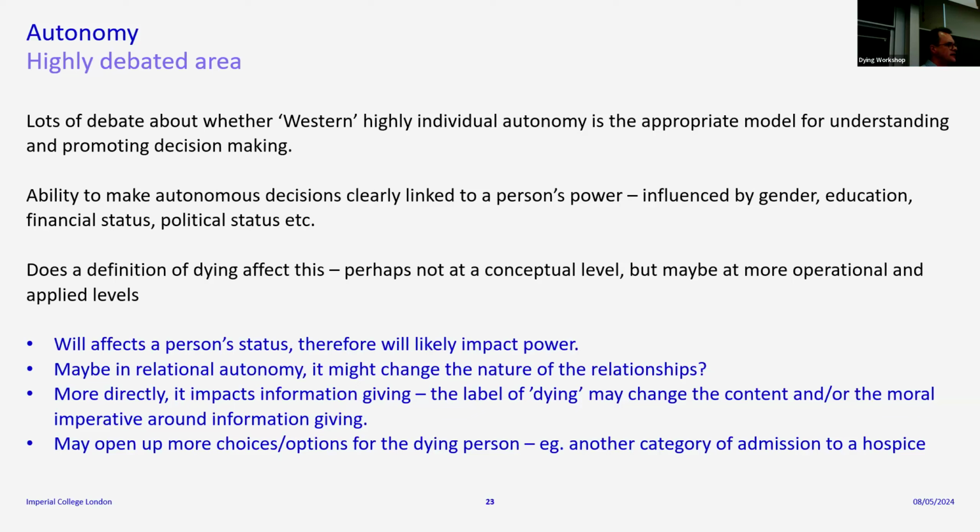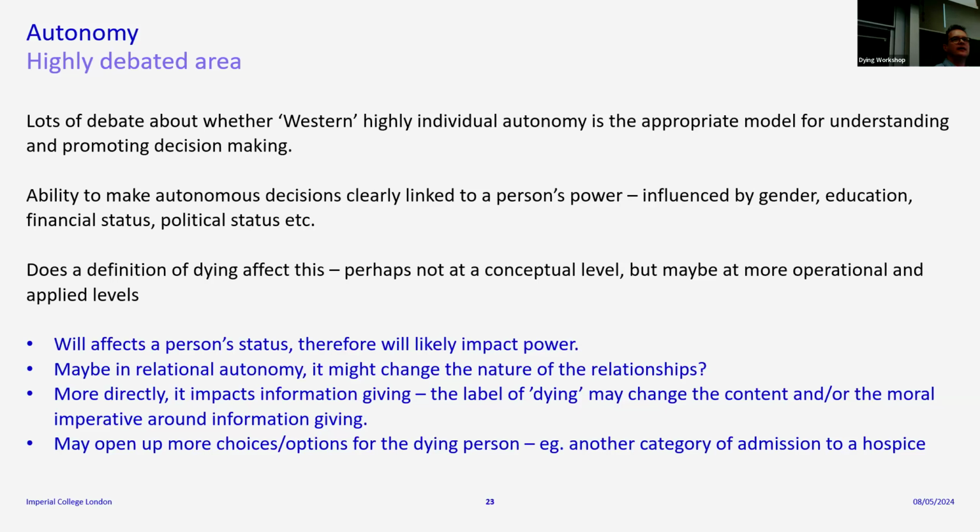So I was thinking about how definitions of dying would feed into this debate around autonomy. It may not be at the conceptual level in terms of individual autonomy or relational autonomy, but it may be in how it's operationalized. It may add or take away things. A label of dying, I think, does affect someone's status, and so it's going to affect their power in their family dynamic. It may increase it for a short term, because in some settings there is an enormous amount of effort put into fulfilling people's dying wishes.